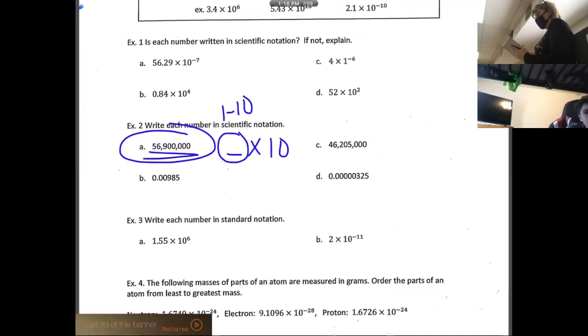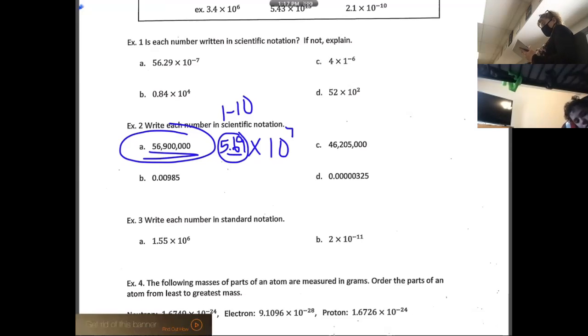And if you notice, 56,900,000 is too big. So we make it 5.69, but because we moved the decimal, we have to state that however many times we moved our decimal, that's going to be the power of 10. So we moved it 7 times. But that's when it's a really too big number.